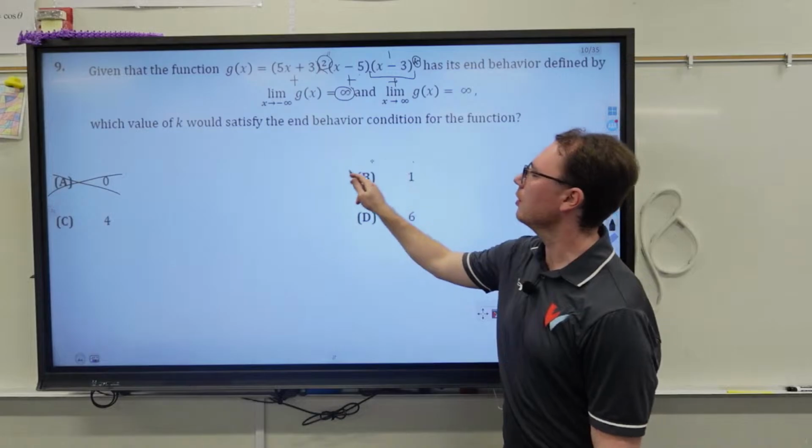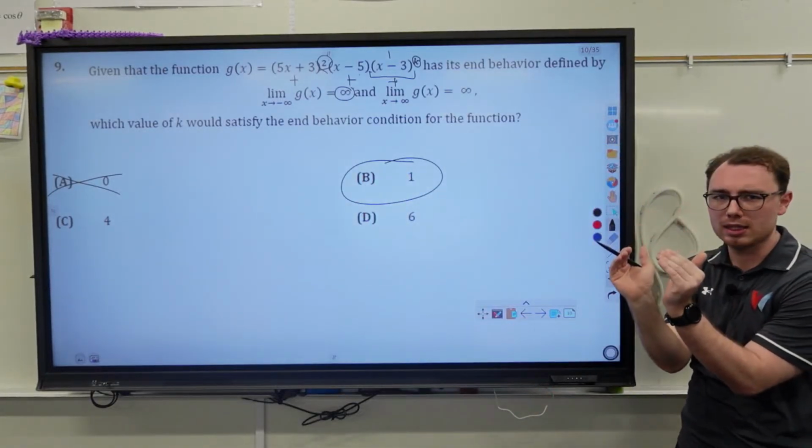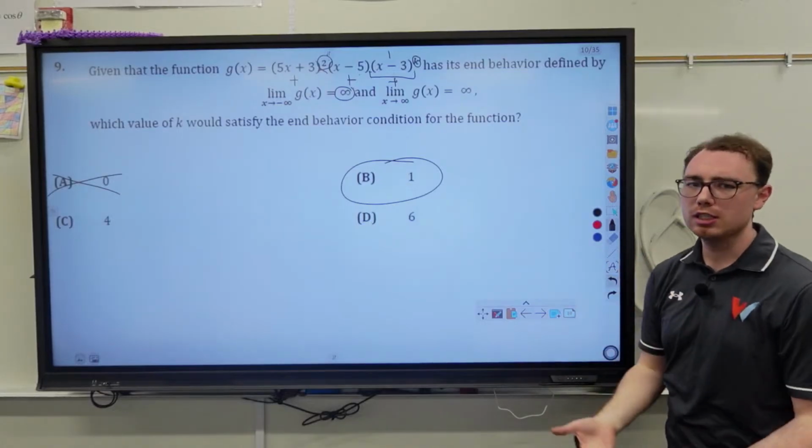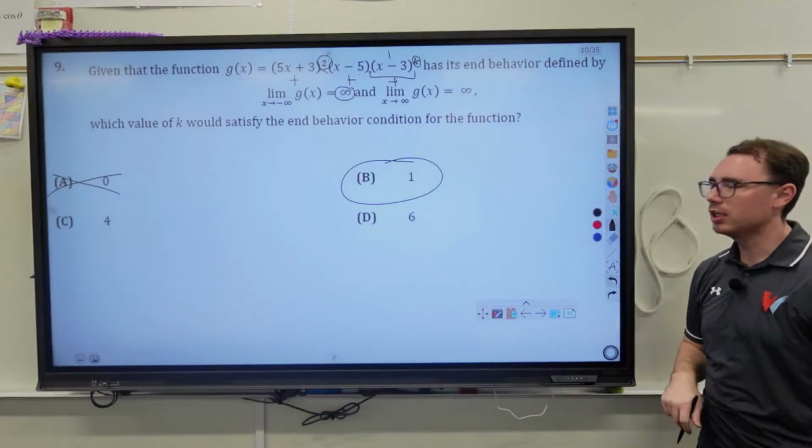For the end behaviors here, attempt to try and rationalize just what that parenthesis is doing. Is it becoming a large negative number or a large positive number here? We're going to move on to problem 10 now.